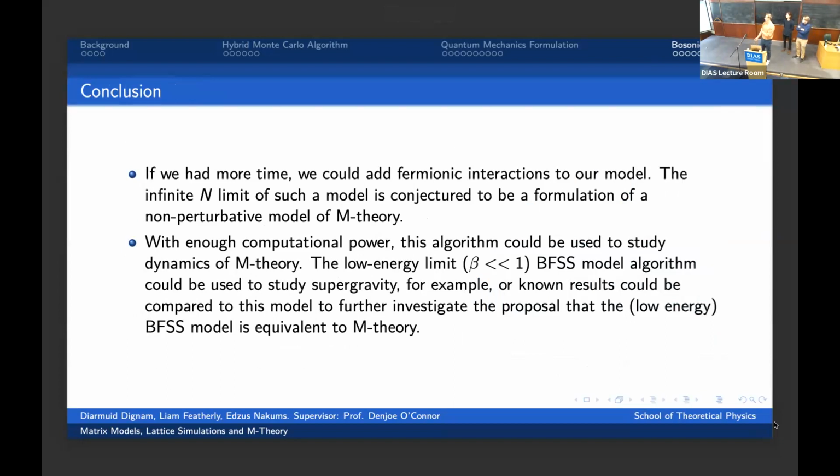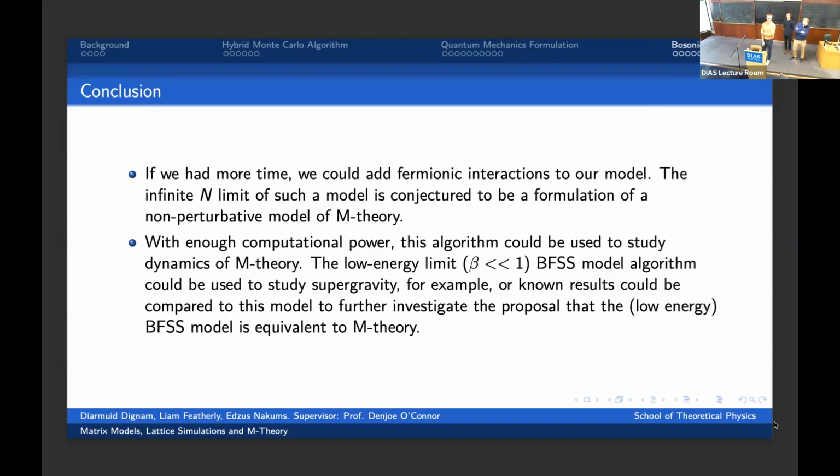No, just because it's conjectured that in the low energy limit, it's hypothesized to be described by supergravity. So if you took an algorithm like ours, you had the fermionic interactions, and you wanted to study supergravity, you might be able to use our algorithm to do that, as long as that beta doesn't get too high.